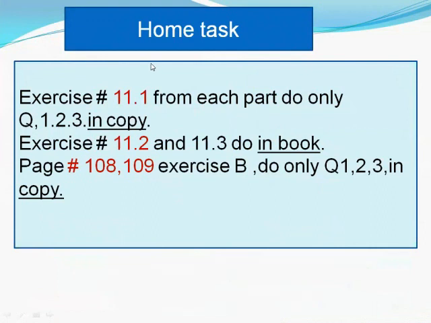Now home task. Exercise number 11.4. From each part do only questions 1, 2 and 3 in copy. See here again, exercise number 11.1. There are different parts in the question. From each part do only questions 1, 2, 3 in copy. Now move to the next exercises 11.2 and 11.3. Do these in the book. Only these exercises are to be done in your book. Now move to the next pages, 108 and 109. Exercise B. Do only questions 1, 2, 3 in copy.